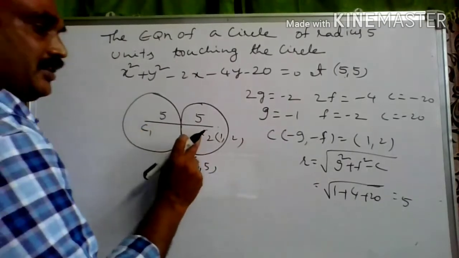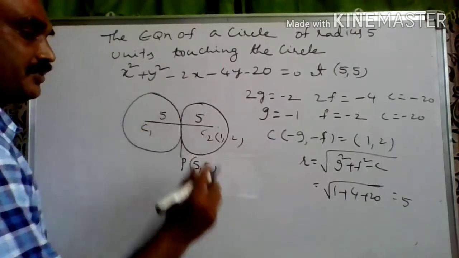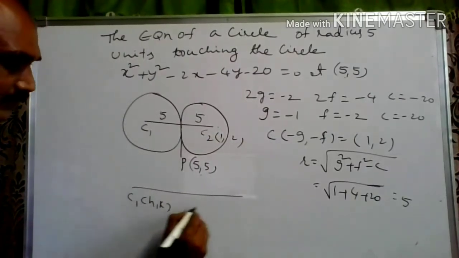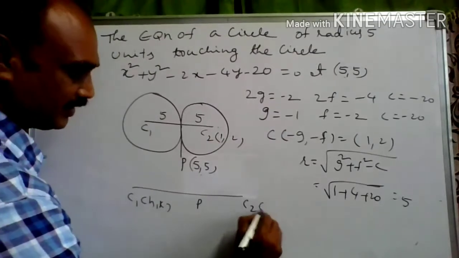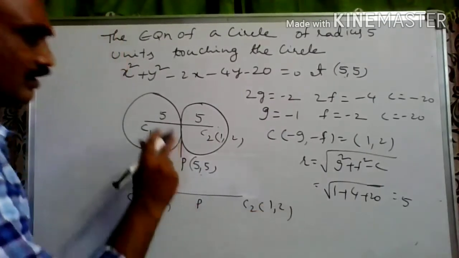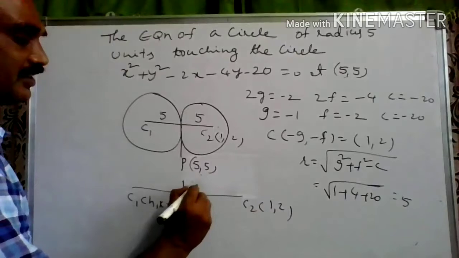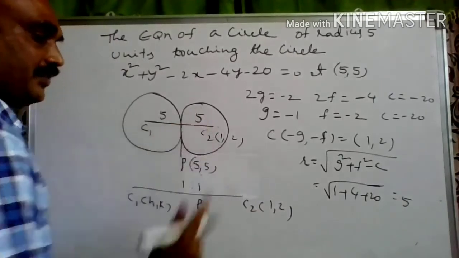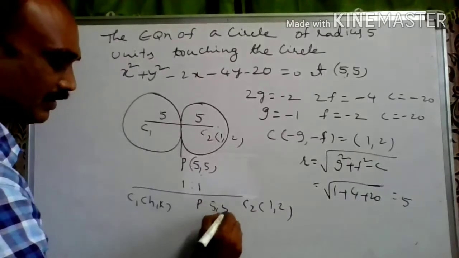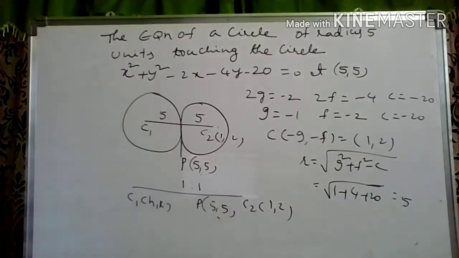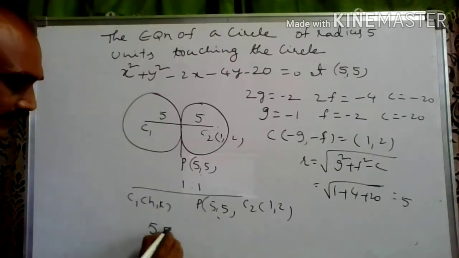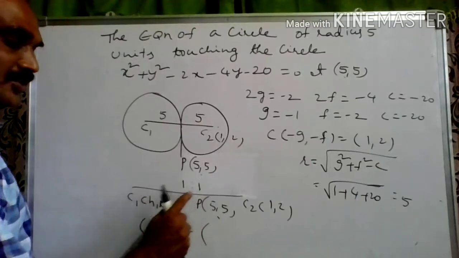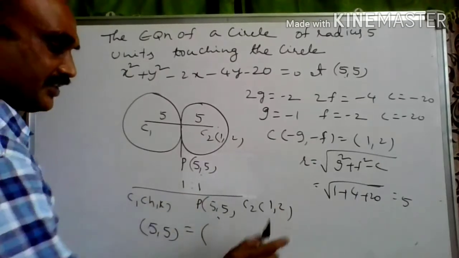So C1 C2 divides in the ratio R1 is to R2, that is 5 is to 5. C1 is H comma K, this is P, this is C2, 1 comma 2. 5 is to 5 means R1 is to R2, so 1 is to 1. This is 5 comma 5.